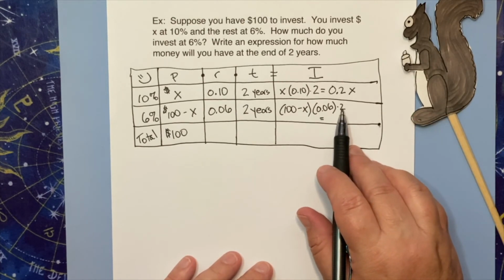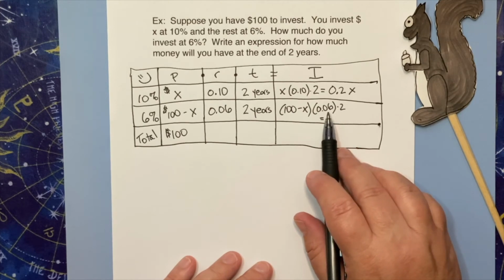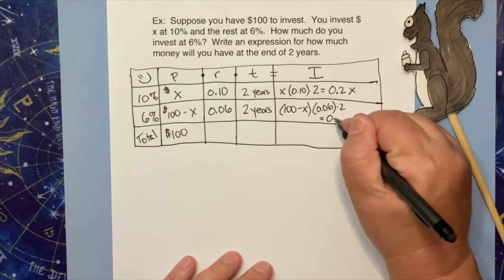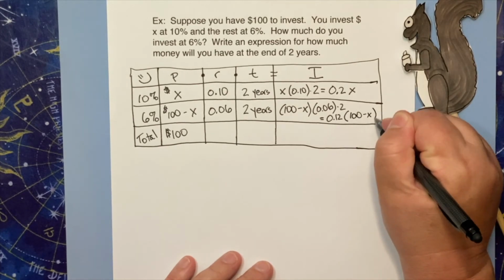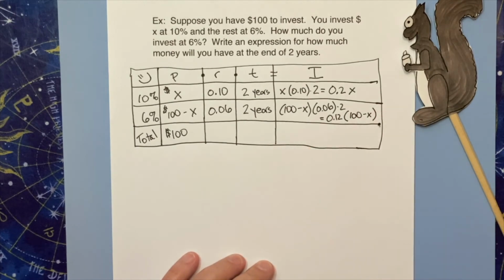0.06 times 2 is 0.12. So 6% plus 6% is 12%. So I can start off by writing it 0.12 times 100 minus x. And I've run out of room, so I'll leave it like that.